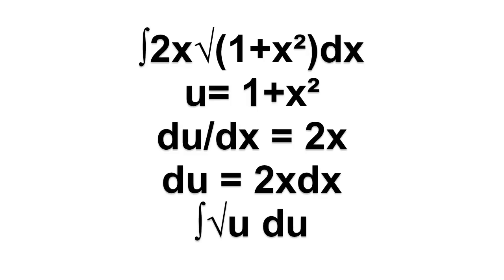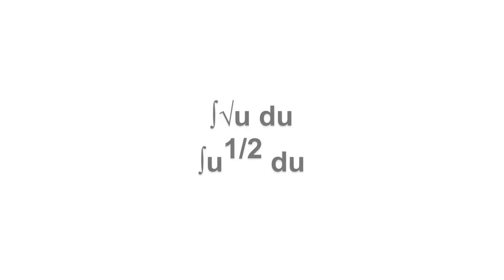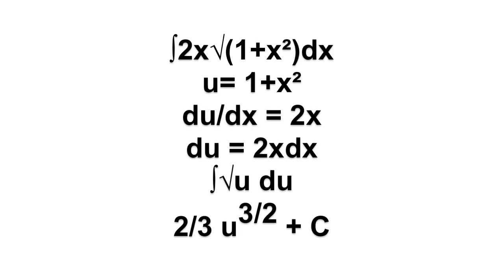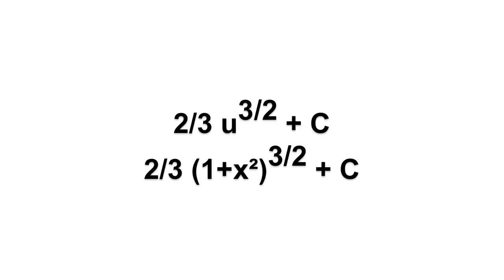When we plug in the values of u and du into the original problem, we get the integral of the square root of u du. You could also see the square root of u as u to the 1/2, and that would help you antiderive easier. The antiderivative would be 2/3 u to the 3/2 plus c. Plug in the original value of u, which is 1 plus x squared, and you will get 2/3 times 1 plus x squared to the 3/2 plus c, and that is your answer.